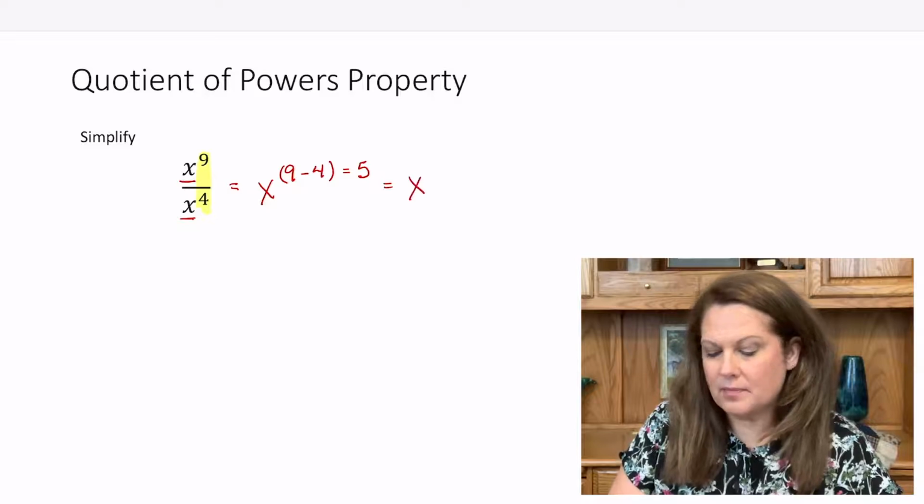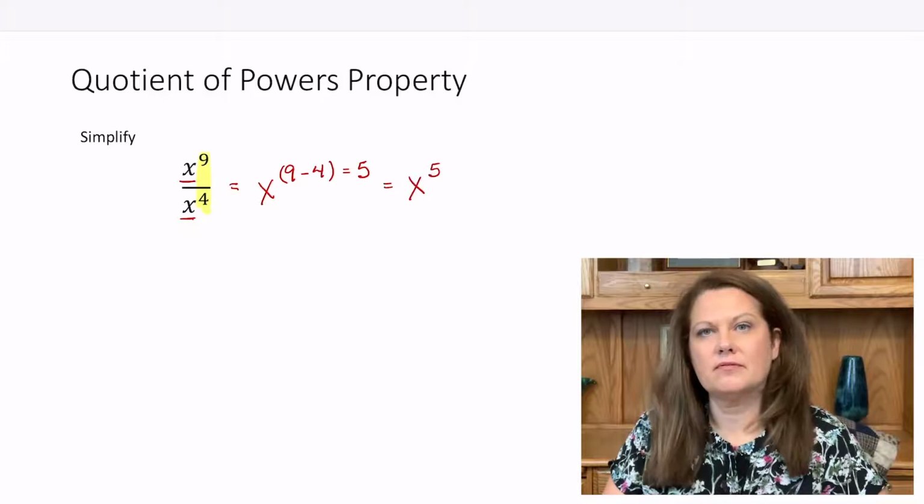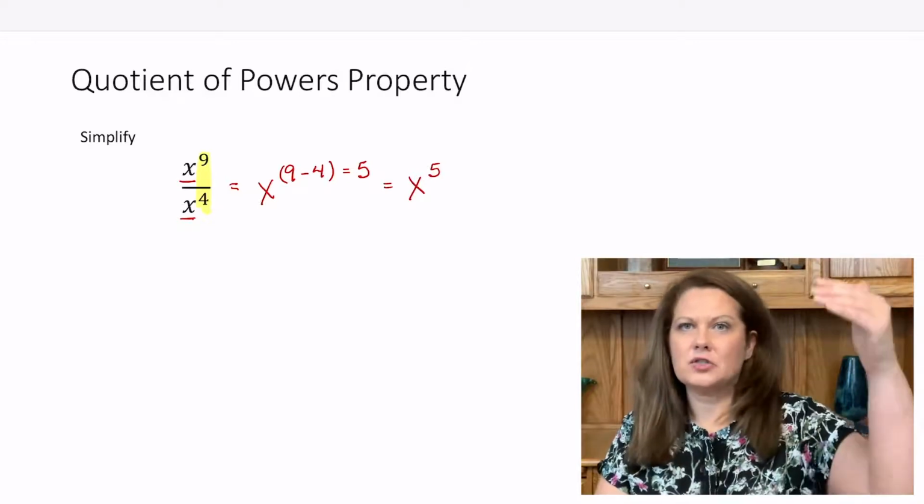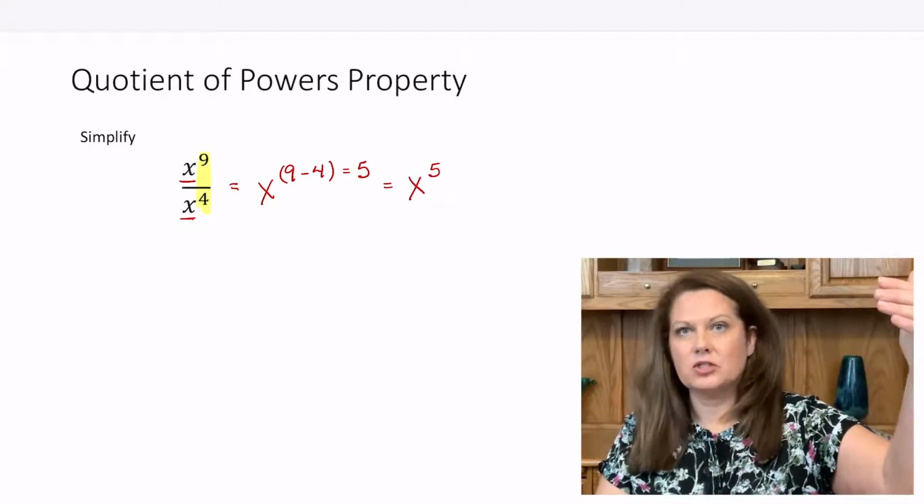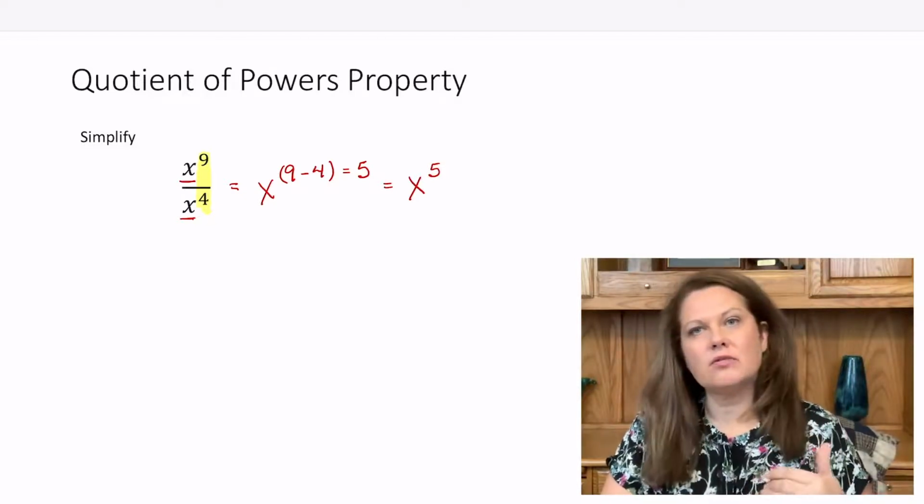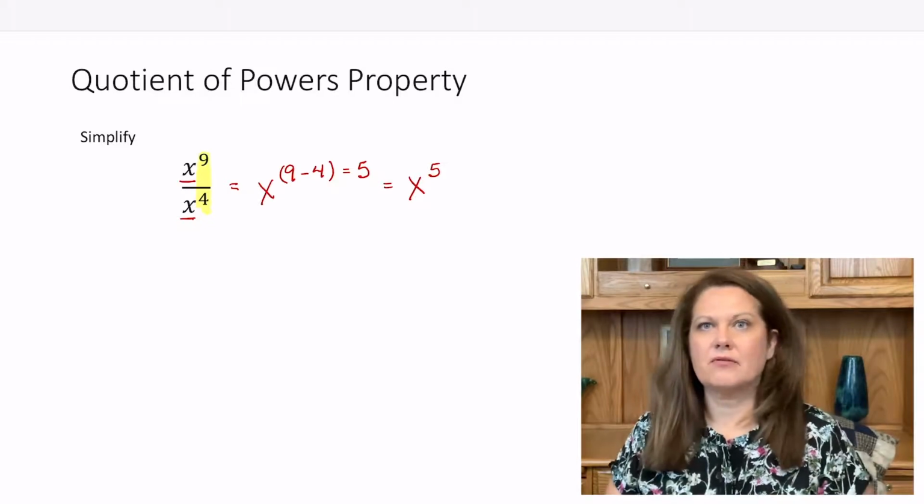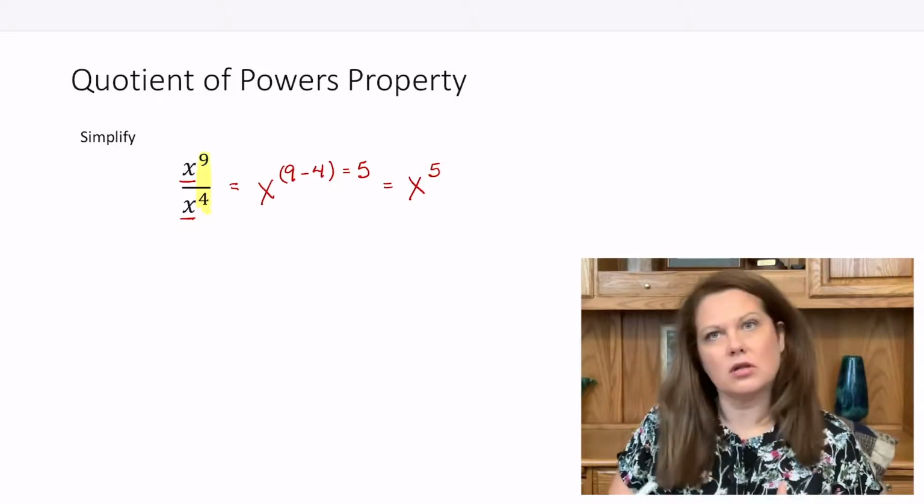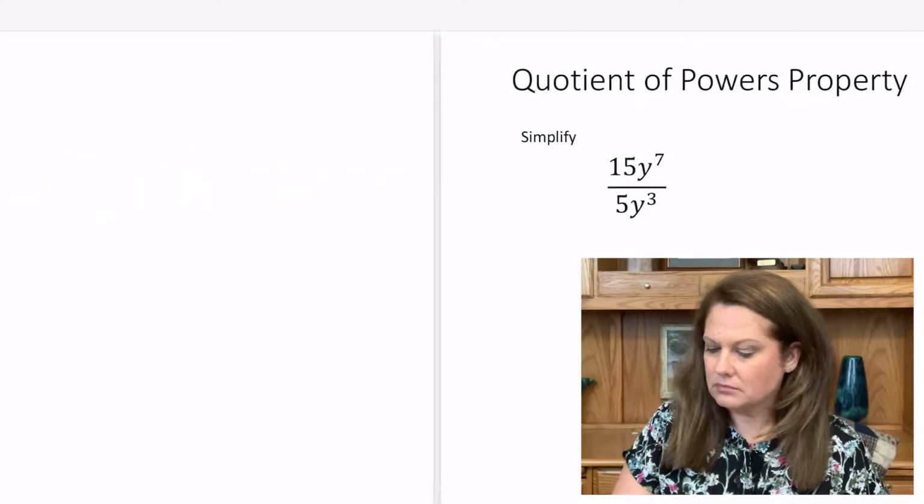We're going to keep our base, x. Our exponent now becomes 5 because we have 5 extra variables, which are x, in the numerator's position. We don't need to write the 1 underneath when we do this because it's already in simplified form. So let's try another one.